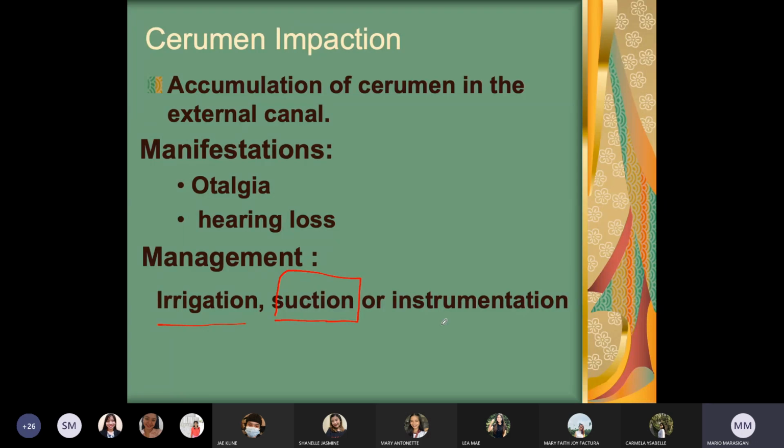Isang factor dyan, pag naglilinis kayo ng tenga, ginagamit yung earbuds, yung malalaki. No? So, instead na makuha, pinupush nyo siya paloob. Piliin nyo yung masyadong malaking earbuds.